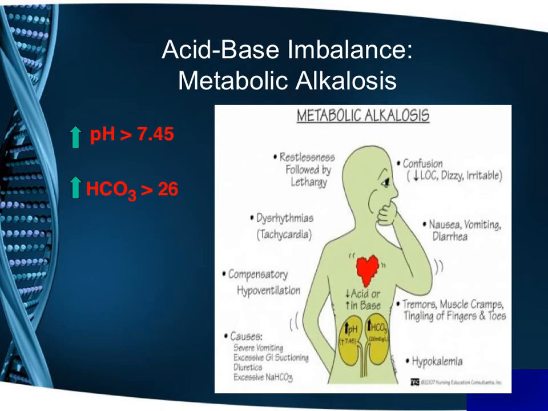Causes of metabolic alkalosis include vomiting, gastric suctioning, diuretic therapy, excessive antacid consumption, and potassium deficit. Metabolic alkalosis is characterized by an elevated pH and an elevated bicarb. Signs and symptoms can include dizziness, depressed respirations, LOC changes, tremors, muscle cramps, tingling of fingers and toes, and others. Treatment again includes treating the underlying cause, administration of chloride, and correcting any potassium deficit that may exist.